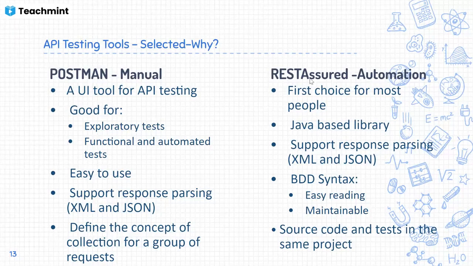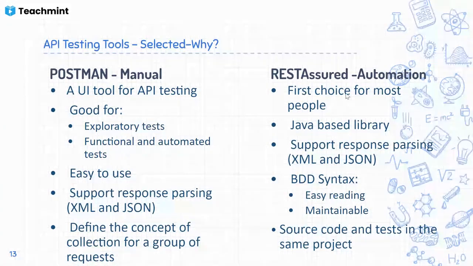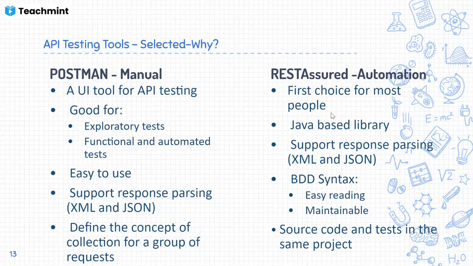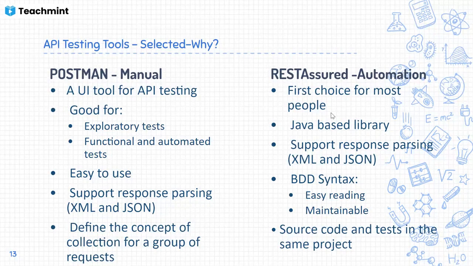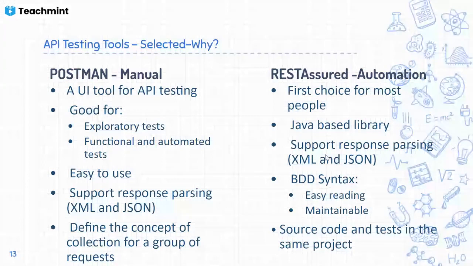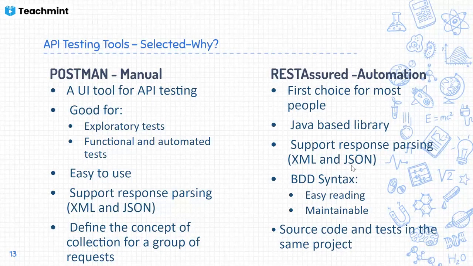Rest Assured, I choose it as an automation tool, right? And this is the first choice for most of the people. The reason being, it's developed in Java. If you know Java, right, you can definitely choose Rest Assured. It's a very simple library, right? Even if you don't know Java, anyway, in this course we will be covering that. But it is a very simple Java-based library which helps you to automate your APIs. And just like Postman, Rest Assured also supports parsing both XML and JSON responses.